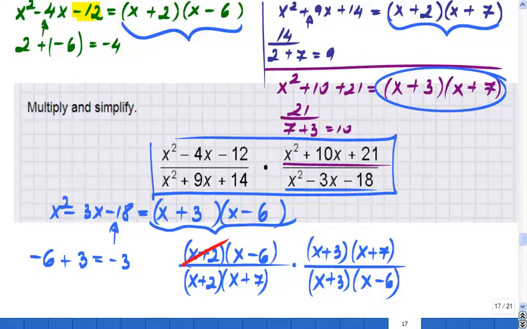Okay? Now what do you guys notice? I got an x plus 2 and x plus 2. They will cancel out. X minus 6, x minus 6. X plus 7, x plus 7. X plus 3, x plus 3. So the answer here will be 1. And this is the way you have to solve a similar problem. Thank you.